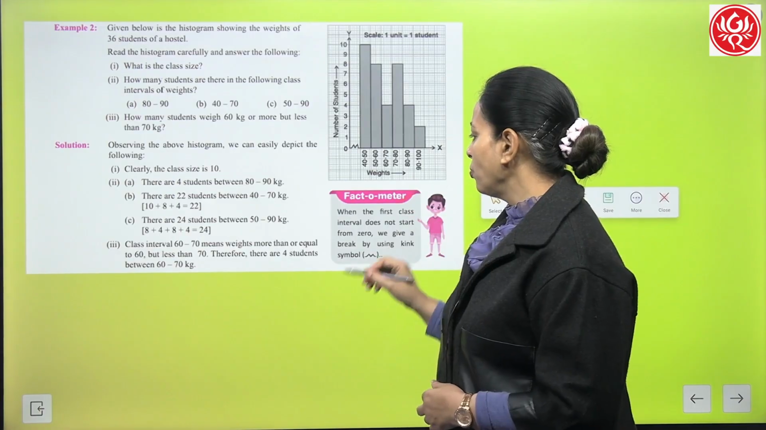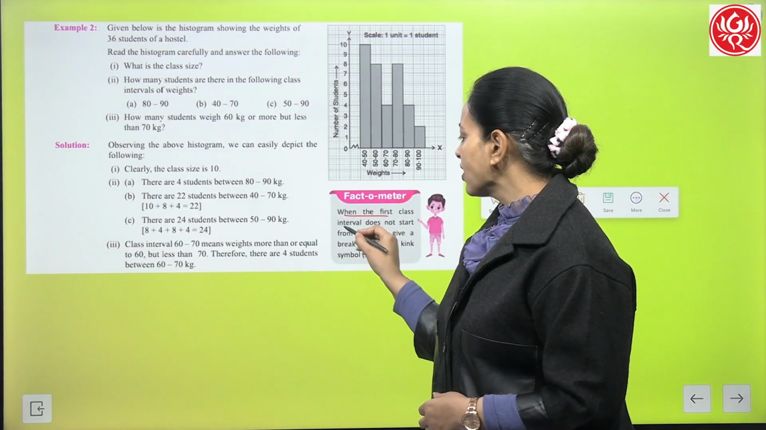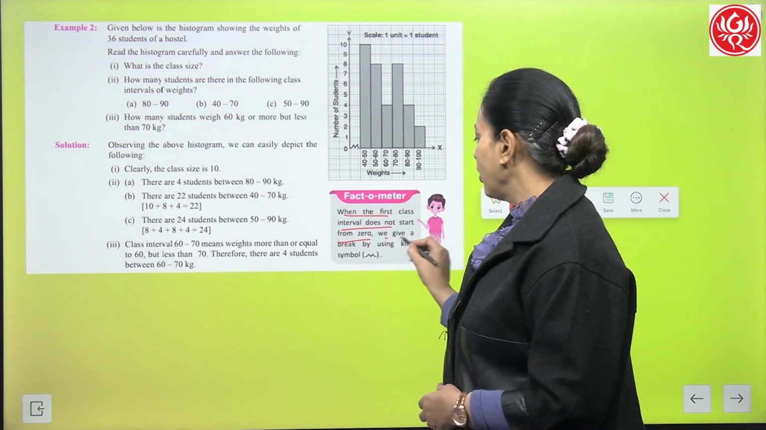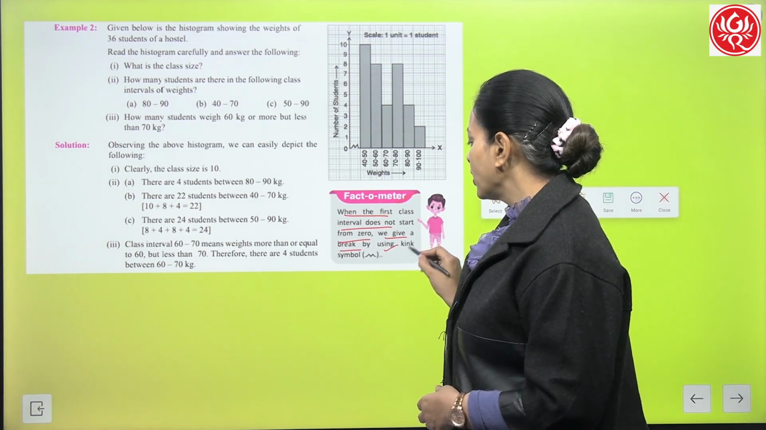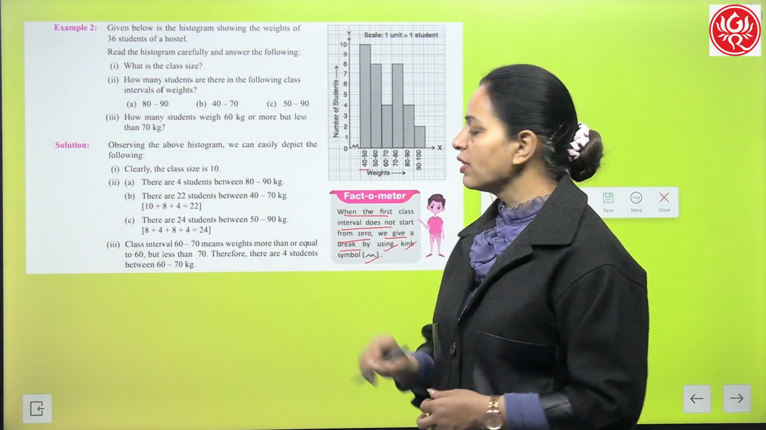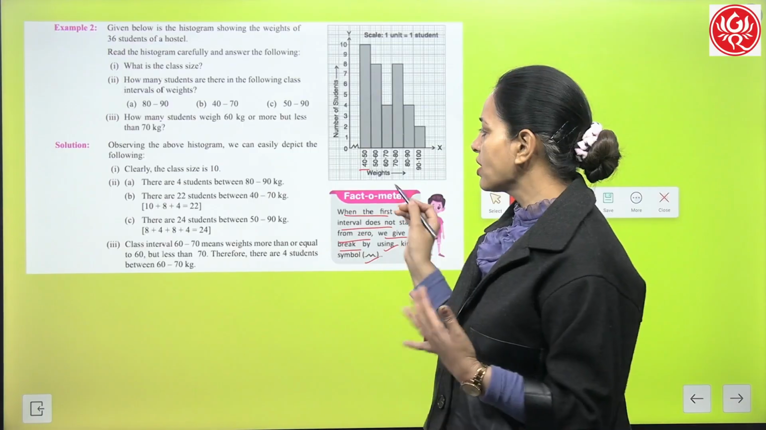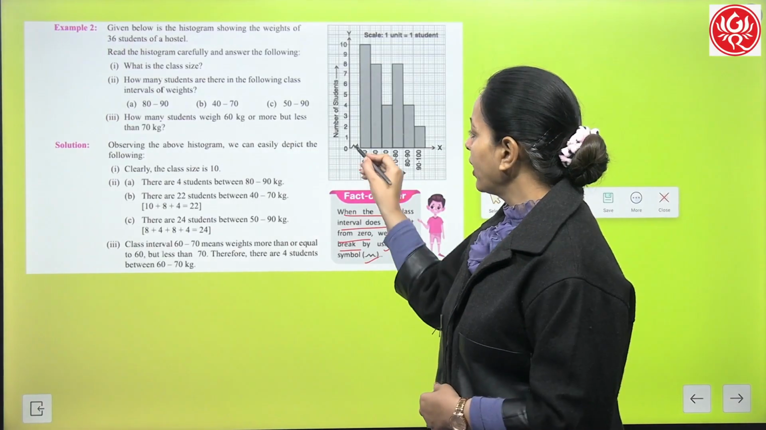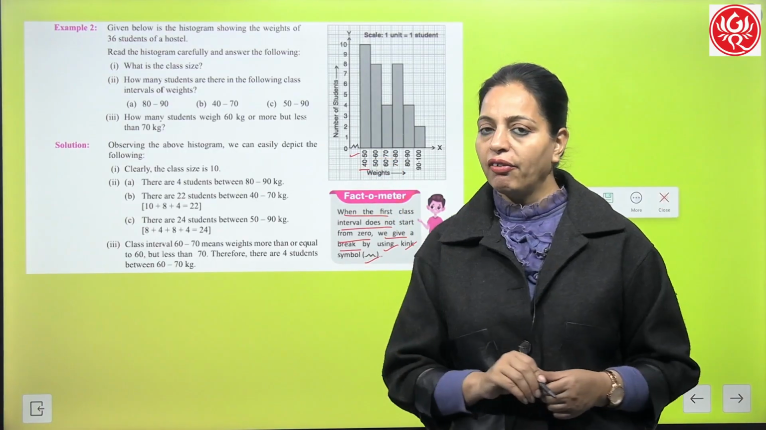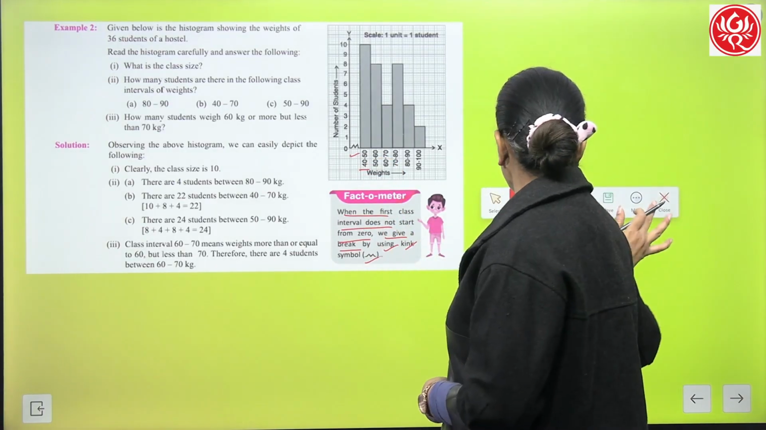Now factometer. When the first class interval does not start from 0, then we give a break by using a kink symbol, because now you can see the class interval starts from 40, it is not starting from 0. So what you have to do is show a kink symbol here, right? I hope this is clear to you.